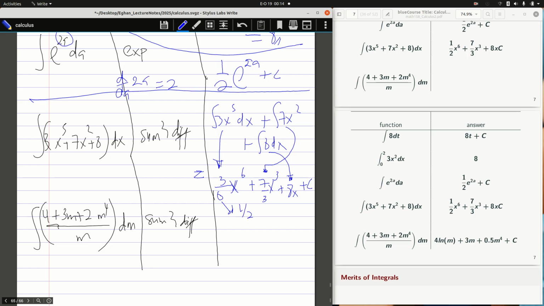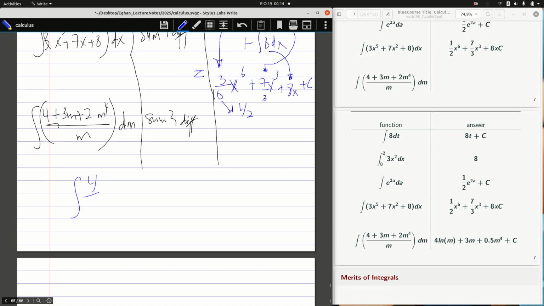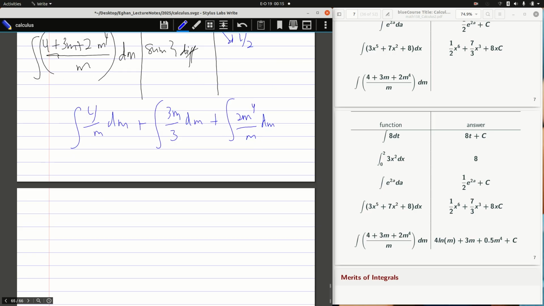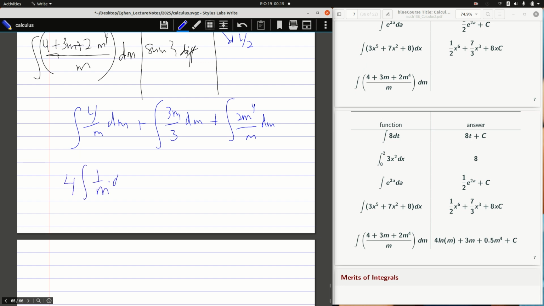Okay, the last one, same thing. I can integrate 4 over m dm separately, plus integrate 3m over m dm, plus integrate 2m to the power 4 over m dm. That's still the sum and difference rule. If I integrate this, I have 4 times the integral of 1 over m dm, plus 3 over 3 cancels, I have the integral of m dm, plus 2 comes out, and I have the integral of m cubed dm.